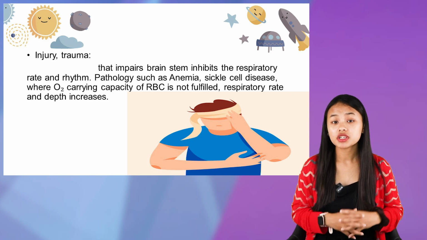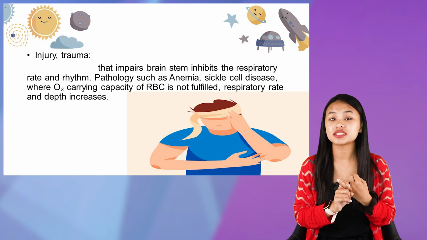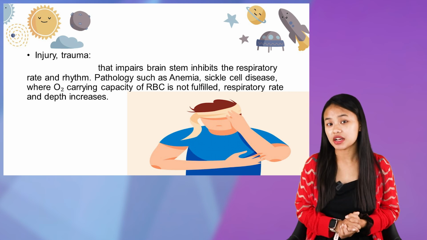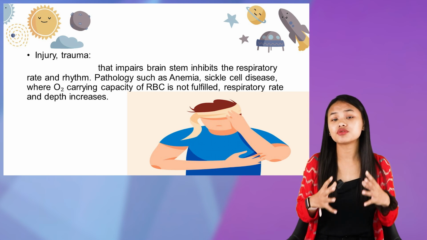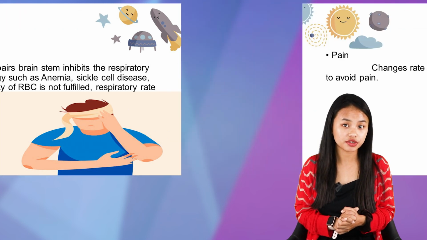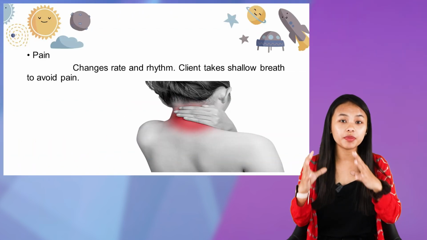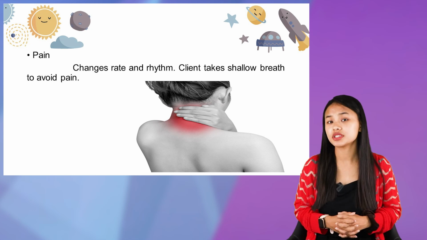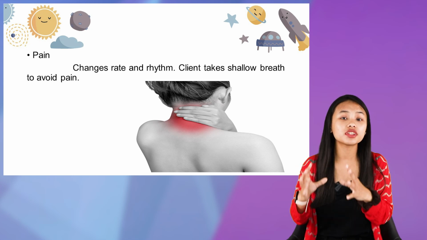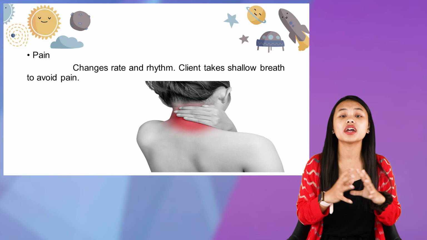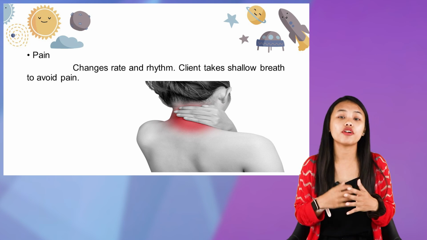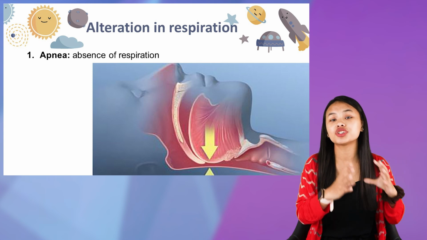And also pathology such as anemia or sickle cell disease, where the oxygen carrying capacity will not be fulfilled by the red blood cells, can lead to increased respiratory rate and depth of respiration. And also here, if the client is suffering from any pain, then there will also be changes in the rate and the rhythm of the respiration. So this will lead the client to take a shallow breath. Why? In order to reduce pain, right? That is why this can also alter the respiratory rate of an individual. So these are the various factors that can affect the respiration. Now moving on to the next, that is the alteration in respiration.